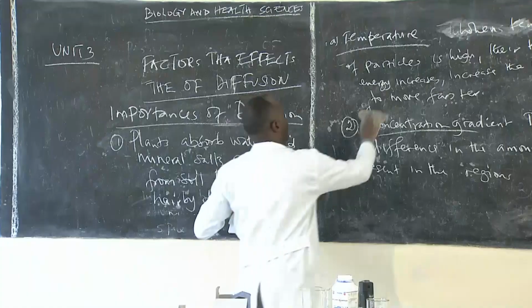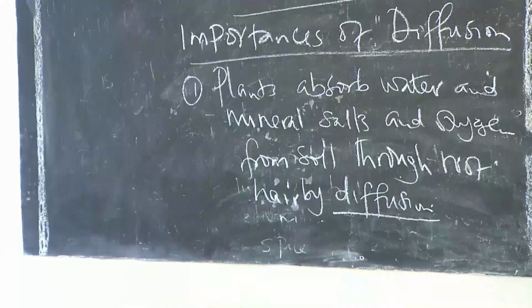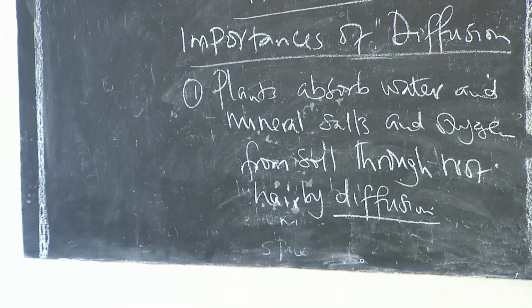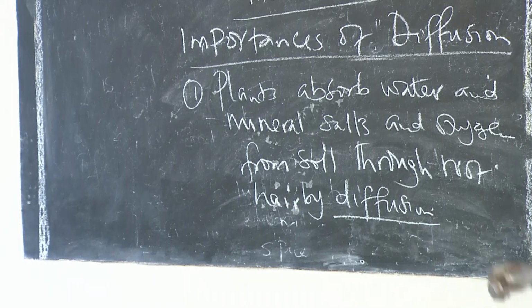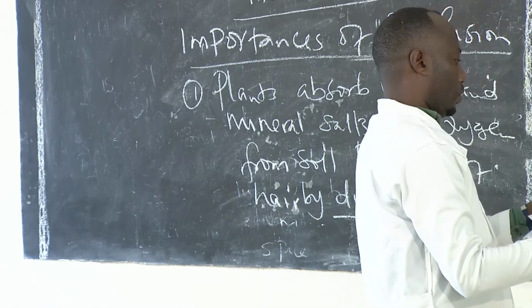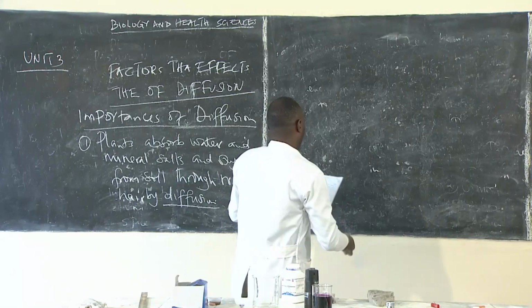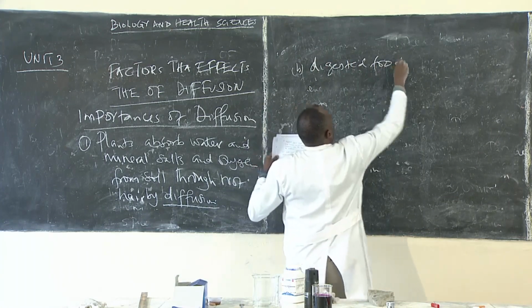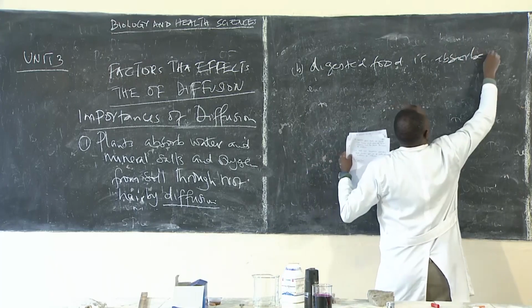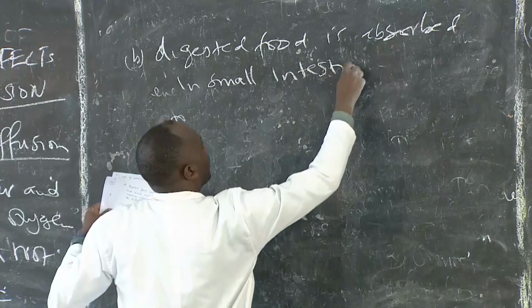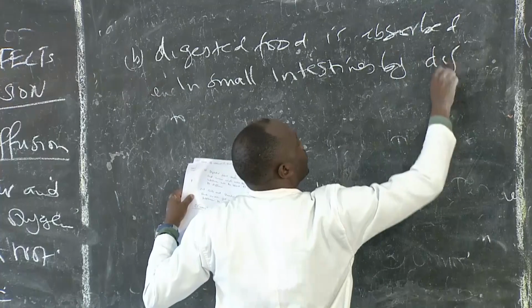Number two, another function of diffusion: digested food is absorbed in the small intestine by the diffusion process.